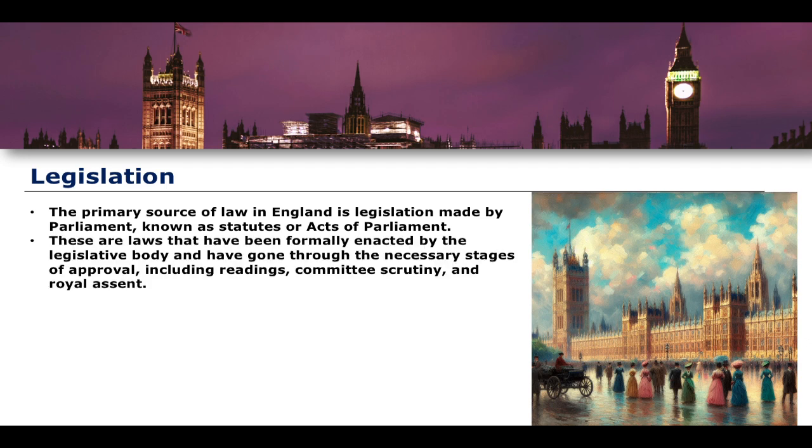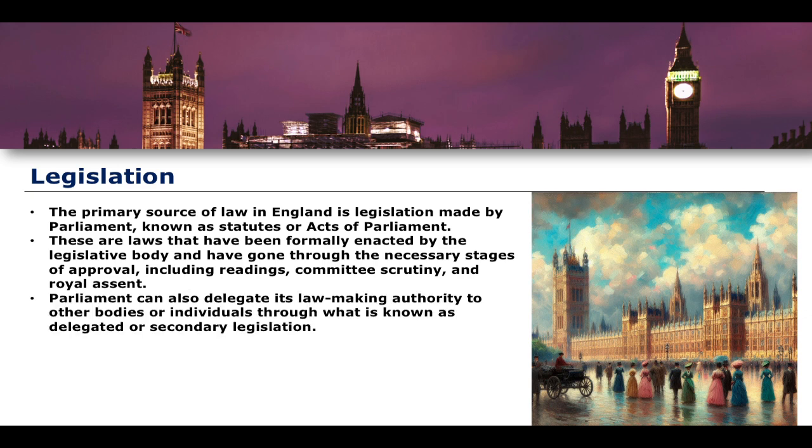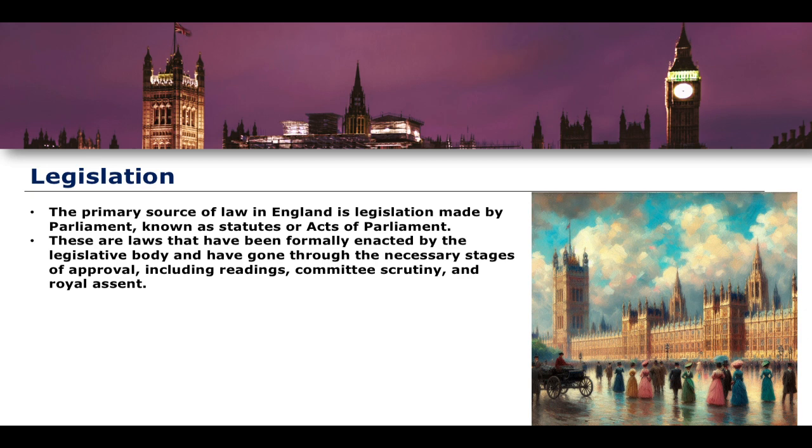But generally speaking, laws that are passed by Parliament are formally enacted by the legislative body. They go through the various and necessary stages of approval, including various readings, committee scrutiny, and then when they get to the end, they finally receive royal assent. This is essentially the lawmaking process as defined right here, but we'll get into it in more detail in future lessons, as I just mentioned. This is what is known as primary legislation in the English legal system.